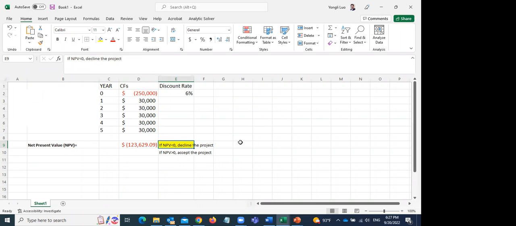Okay, you got it. Because you spend 250,000 and every year you get only 30,000. Over 5 years, times 5 is 150,000. So it doesn't make sense to do that.